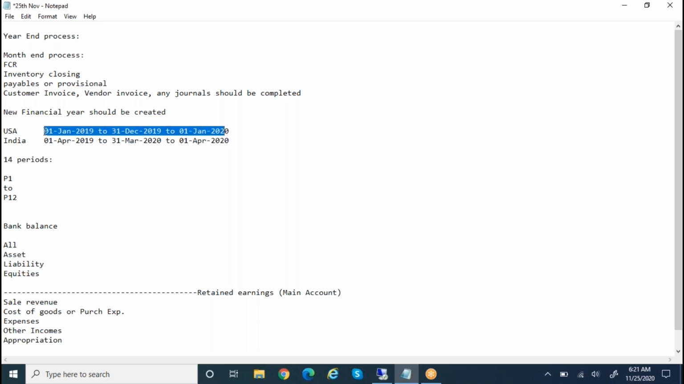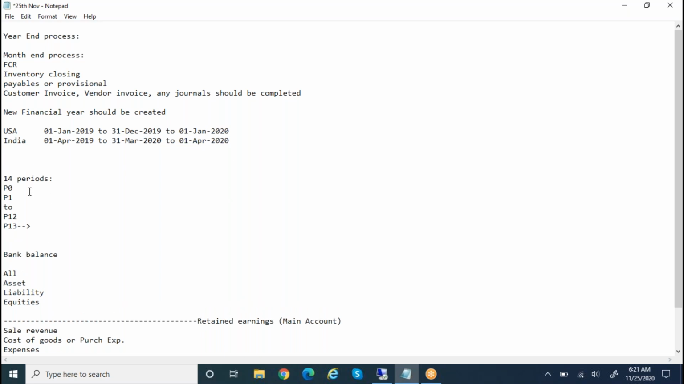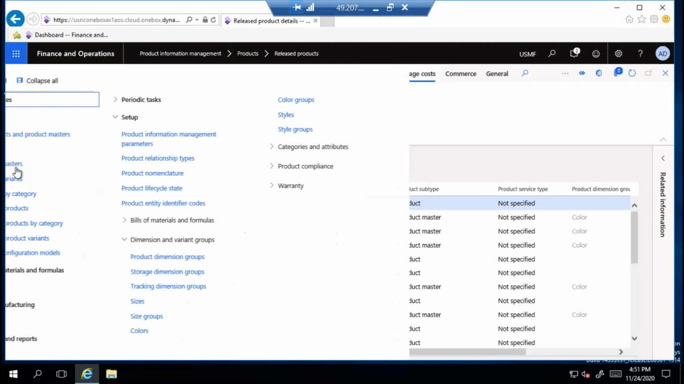But extra in Dynamics AX, you will find period 0 and period 13. What are period 0 and period 13? Period 13 is for the closing balances, and it will be transferred to the next year opening balance. Let me show you the financial year. Long back I have shown, but let me show you again.